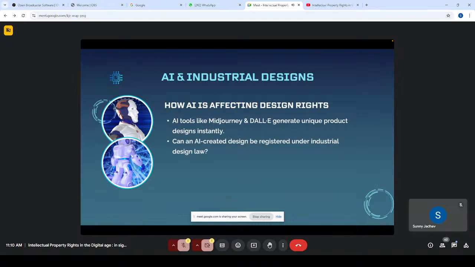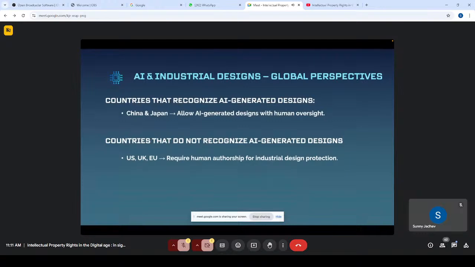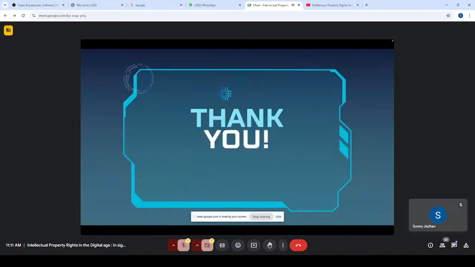Then industrial designs: AI tools like Midjourney and DALL-E generate unique product designs almost instantly. So can AI-created designs be registered under industrial design law? Same question. China and Japan are lenient. They allow AI-generated designs with human oversight. But countries that do not recognize AI-generated designs, such as the US, UK, Europe, and even India, require human authorship for industrial designs.